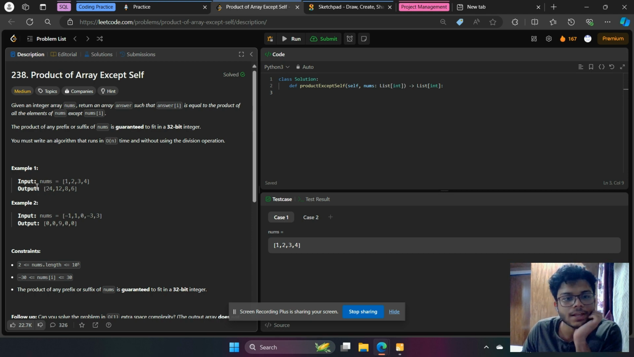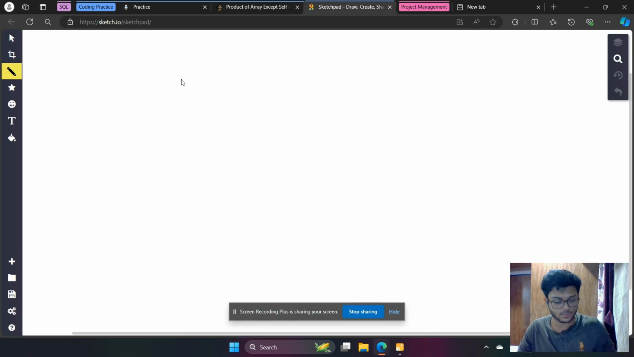So brute force would be the straightforward approach, where we would traverse the array. We would use two loops, and if we have selected the first element, then we just have to multiply the other elements. If we have selected the second element, then we have to multiply the other elements. So this approach goes for O of n square number of times, which is not really optimized. We have an optimized O of n way of doing this. So let me go to the sketchpad.